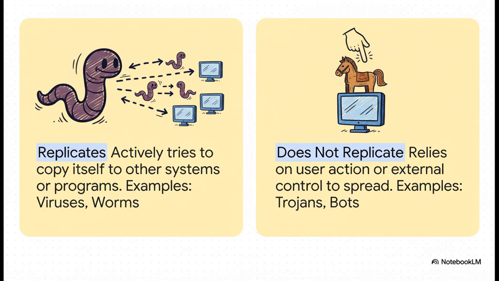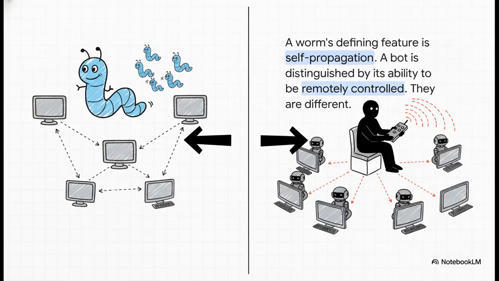And next, you have to ask, does it try to spread itself? This is all about replication. Viruses and worms are really defined by this ability to self-replicate. They are actively trying to make copies and infect other computers. Trojans and bots, on the other hand, don't do that. They just kind of sit there, waiting for a user to move them or for an attacker to tell them what to do. Now, this is a really crucial point, so listen up.